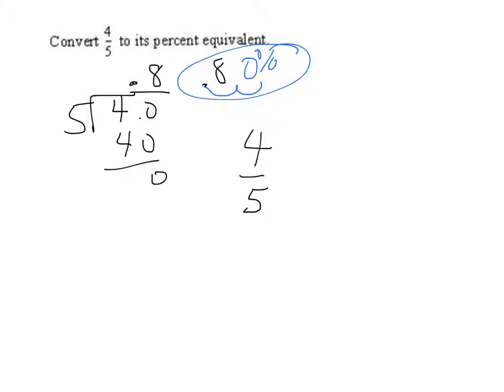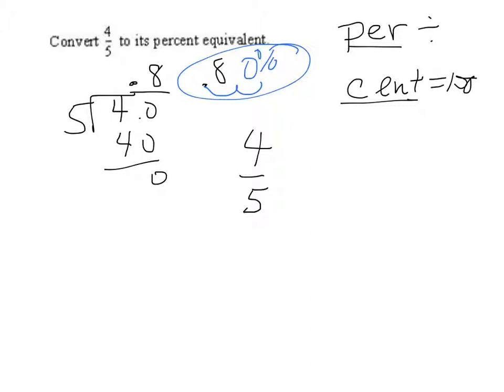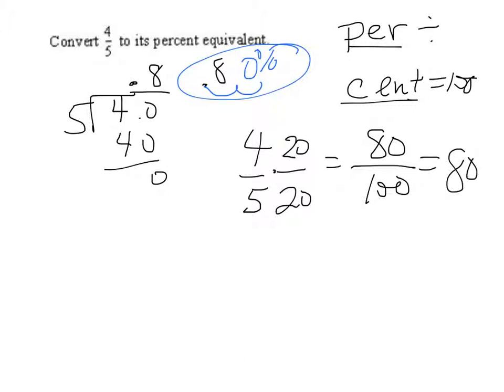is 4 out of 5 parts. Okay, percent literally means per, which means divide, and cent, breaking the word into its parts, is 100 parts. So if instead of dividing this into 5 parts, I could easily change this one into dividing it into 100 parts instead. So if I take that times 20 over 20, why did I pick 20? Because I know 5 times 20 is 100, or I could take 100 divided by 5 to find the 20, and I get 80 parts out of 100, which would literally be 80%.